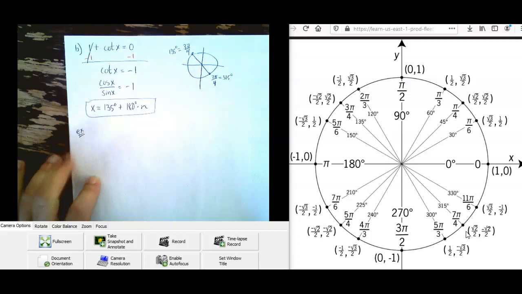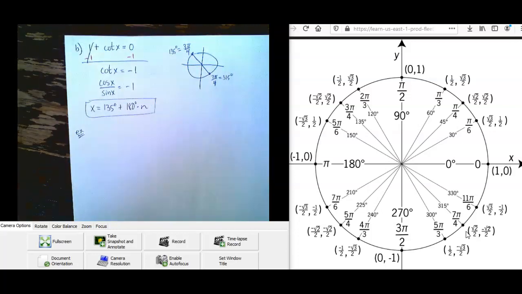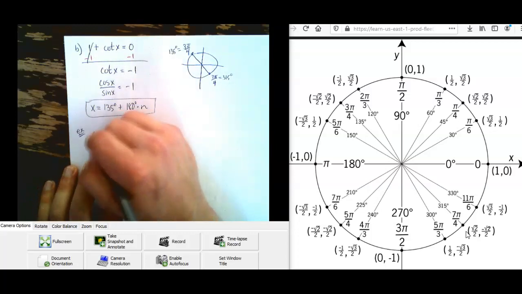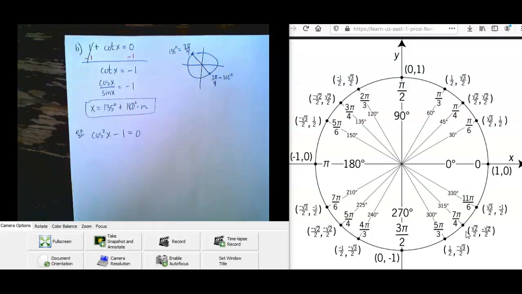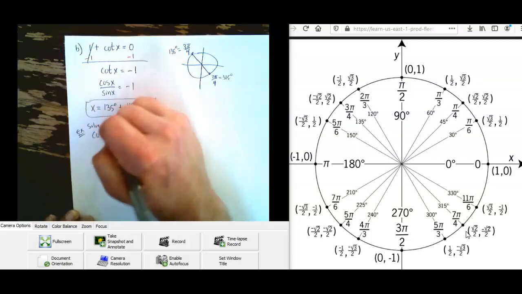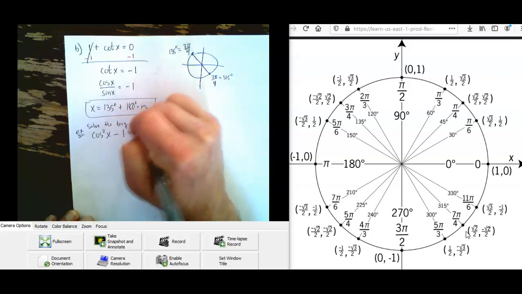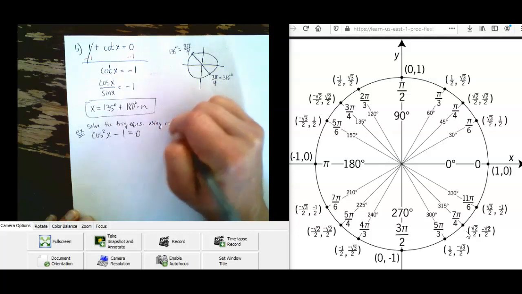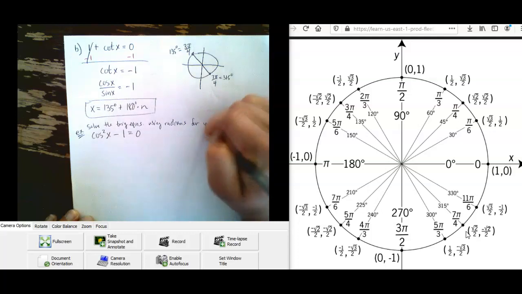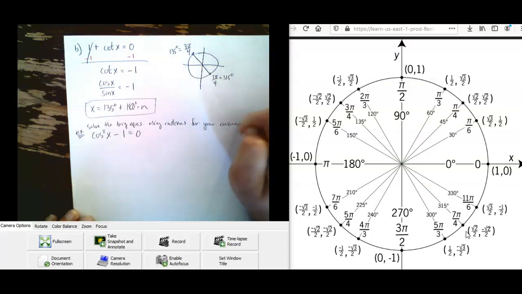All right, let's try some quadratic equations. So how do we do a quadratic equation with these methods? Let's consider cos squared of x minus 1 equals 0. So we want to solve the trig equation using radians for your answer.